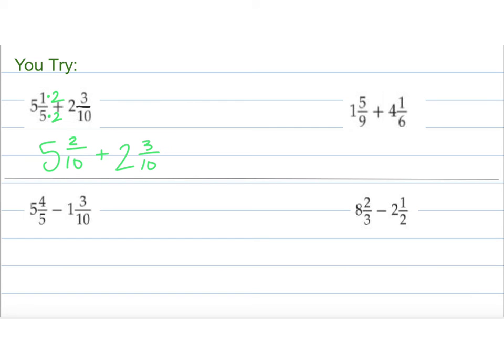Now add them together. Start with the fraction. 2/10 plus 3/10 equals 5/10. 5 plus 2 is 7. Got to simplify. I can divide these both by 5. 5 divided by 5 is 1, and 10 divided by 5 is 2, so 7 and 1/2.